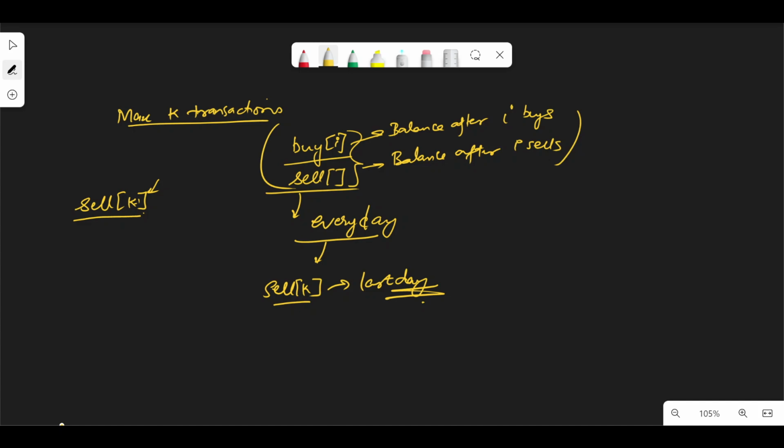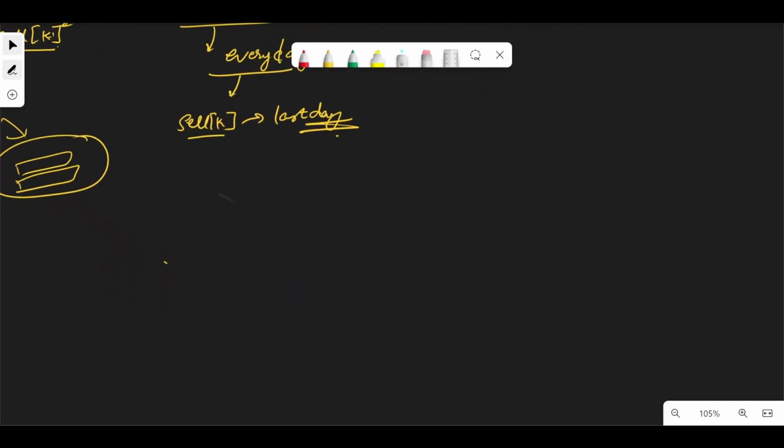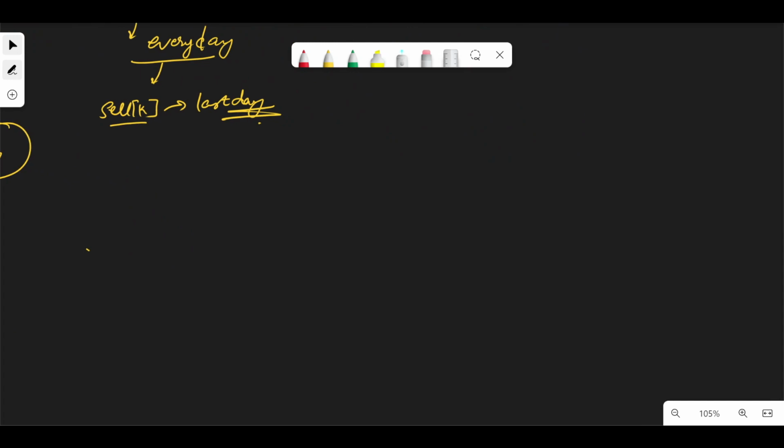But we know that while building this buy and sell for a specific day, we will need the previous one. So we won't really need, we only keep like one buy and one sell array, and we'll keep updating the same thing. That's fair. So what's the logic that we're gonna build now? Let's see that.